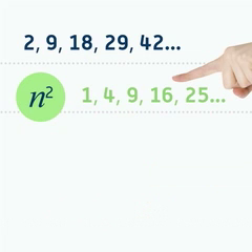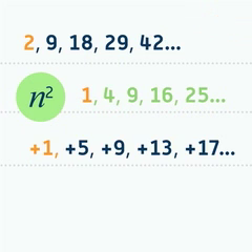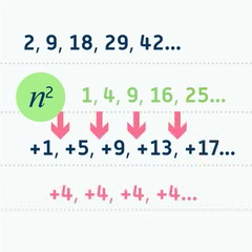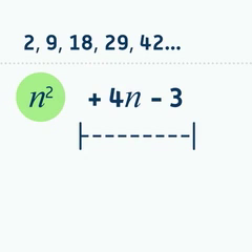Now we need to look at the difference of the n-squared term and the numbers in our sequence. We can see our first differences are +1, +5, +9, +13, and finally +17. Hopefully you can see the second difference here is +4 from term to term. This makes the sequence 4n. To get back to the number in the sequence, we minus 3. So the second part of this quadratic sequence is 4n minus 3.